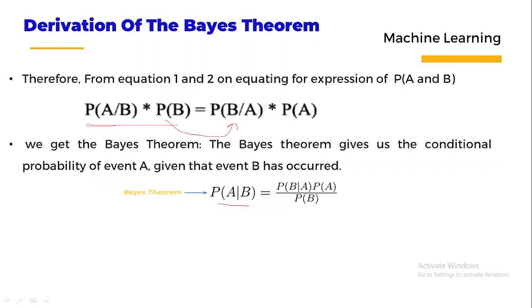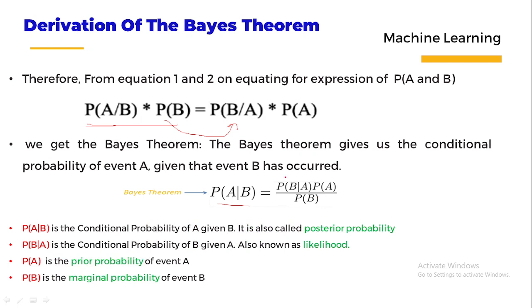Here you can see this is the final Bayes theorem formula. The probability of A given B is called the posterior probability, the probability of B given A is called the likelihood, the probability of A is the prior probability of the event A, and the probability of B is the marginal probability of the event B. All these are the terminologies related to the Bayes theorem. This is how we can derive the Bayes theorem from the conditional probability formula, and now we are using this Bayes theorem in the naive Bayes classifier.